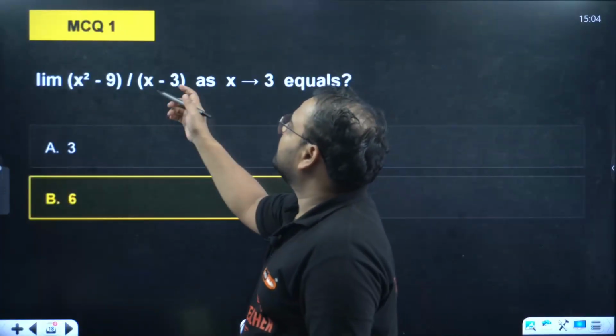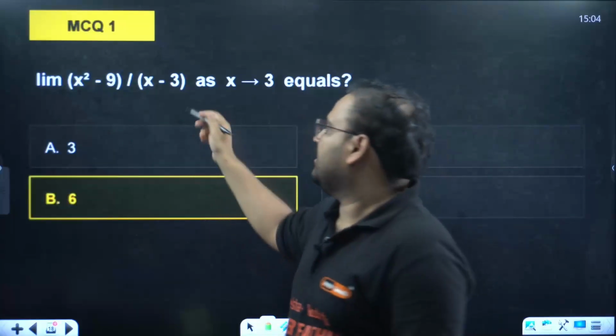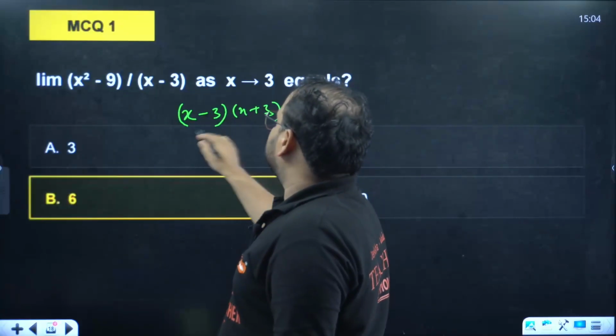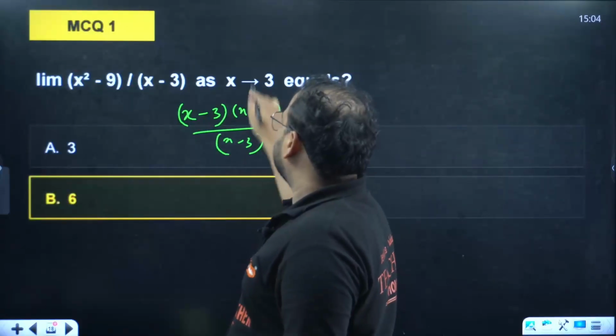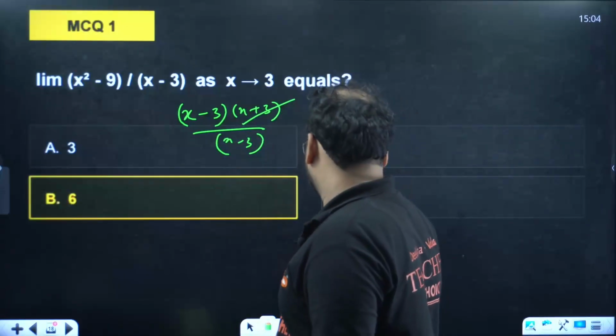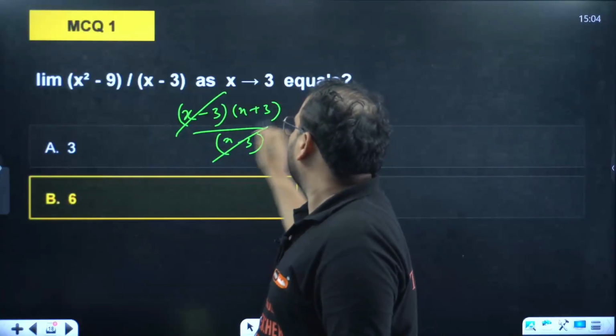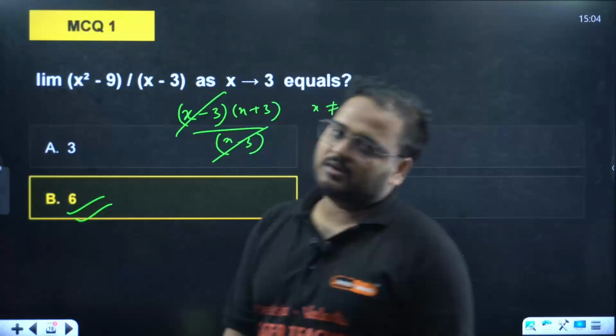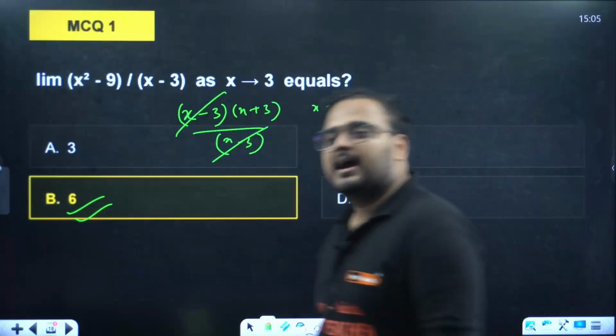How to solve it, sir? I can use L'Hopital or anything. If you want to use factorization, use x minus 3, x plus 3 upon x minus 3. Since x tends to 3, it means x is not equal to 3. I can cancel these two. Put the value 3 over here, it becomes 3 plus 3, which is 6. That's option B. Clearly evident.